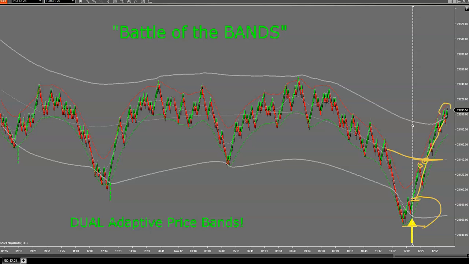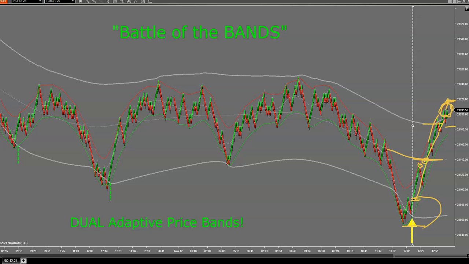Once you start hanging out on the other side of the bands, especially if you pierce above even the fast band, and the fast band is above the slow band, and you get any sort of lift above it, that's a really good area to tighten up your stop really, really tight, maybe just below the most recent price pivot, or just book it out because you just caught a pretty phenomenal move.